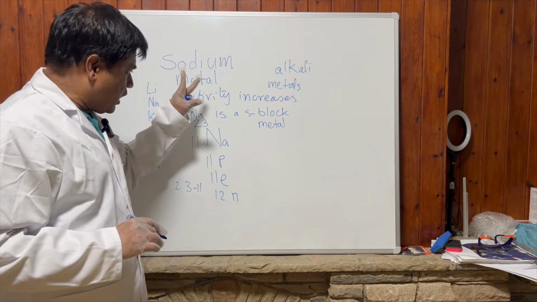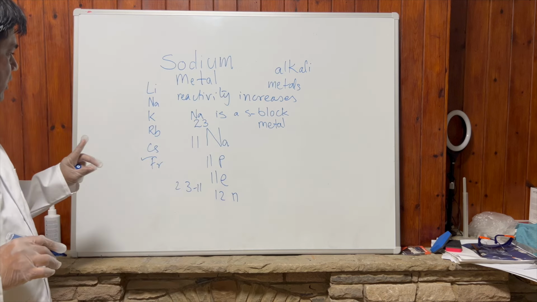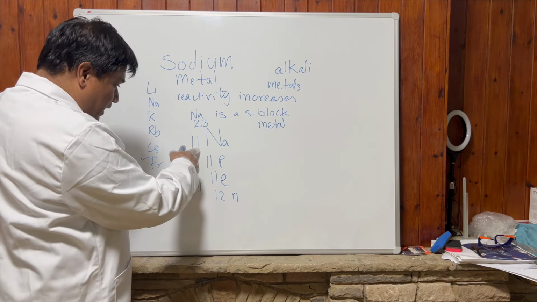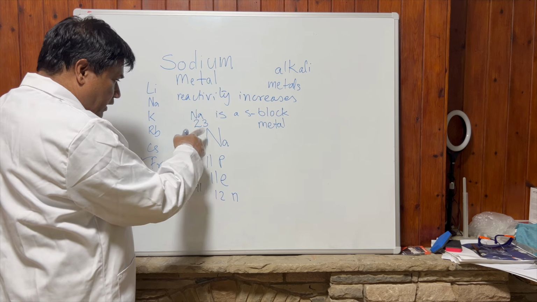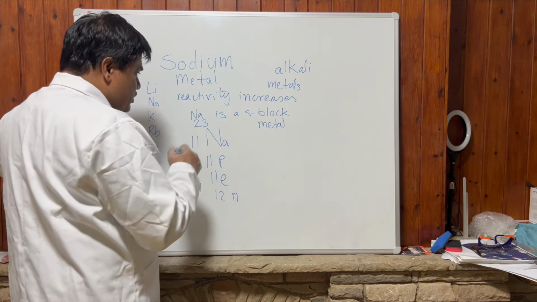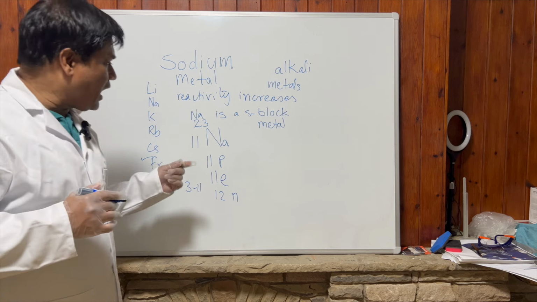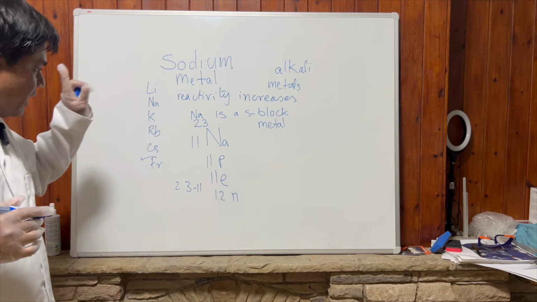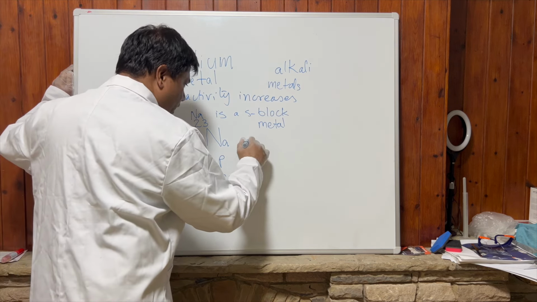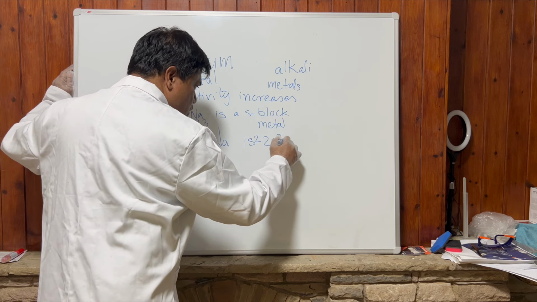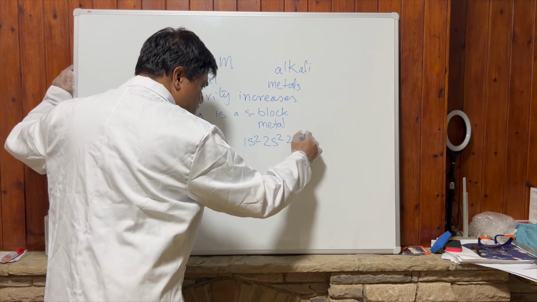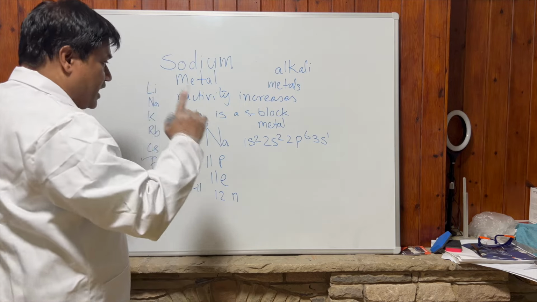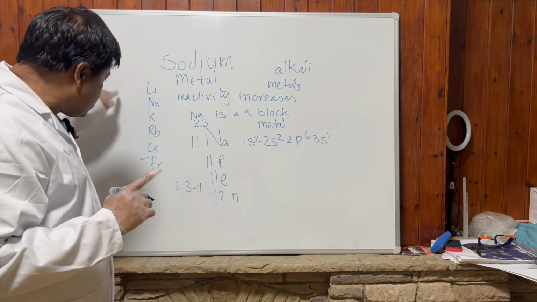So we can ask one question. Why is this sodium placed in group 1? Why not in group 2? Because it has one extra electron in the outer shell. Check my previous videos, where I taught how to write the electronic configuration of any element in the periodic table. So 11 means 1s2, 2s2, 2p6, 3s1. So it has one extra electron in the third shell.